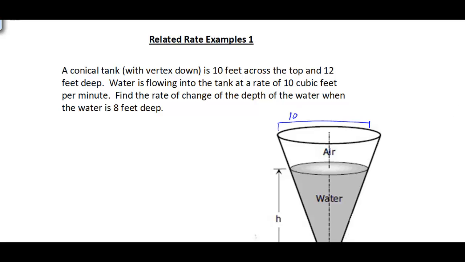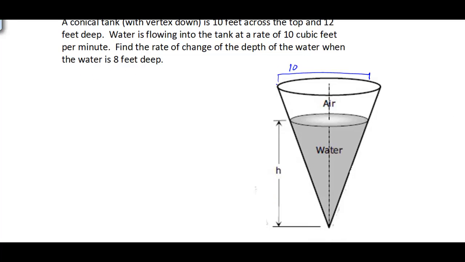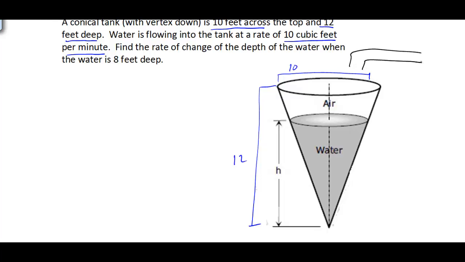And 12 feet deep. So that tells us the whole tank is 12 feet. Water is flowing into the tank at a rate of 10 cubic feet per minute. Now, since we're talking about 10 cubic feet per minute, we have the water flowing into our tank.